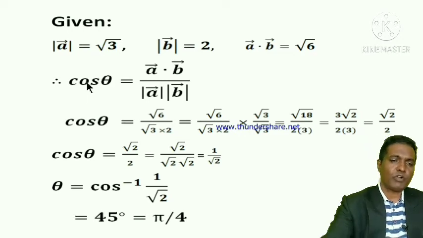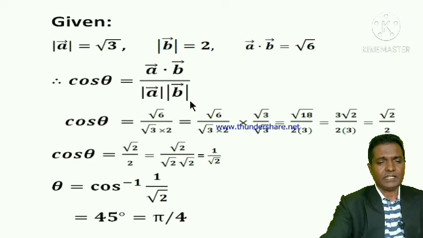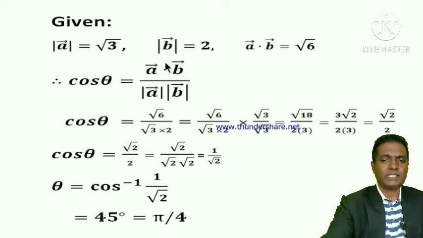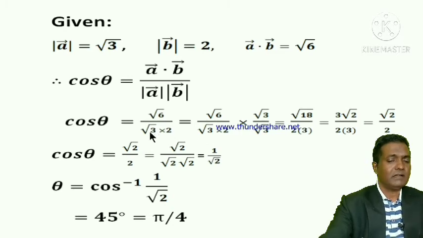And as we all know, the angle between two vectors is obtained by using this relation. Cos theta is equal to vector A dot vector B divided by magnitude of A into magnitude of B. And whatever the given quantities are, just substitute. A dot B is given as root 6, magnitude of A is root 3, and magnitude of B is given as 2. And just multiply, it's up to you how quickly you can multiply them.